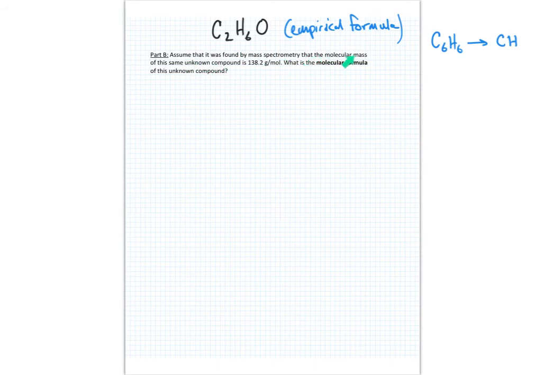Okay, so the molecular mass of this same unknown compound is 138.2. What's the molecular formula of this unknown compound? We have the empirical formula, we don't know what the molecular formula is. So here's how we do that.